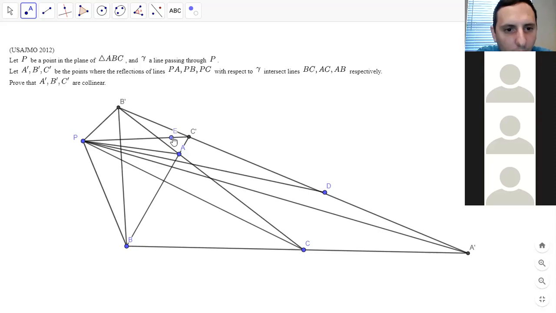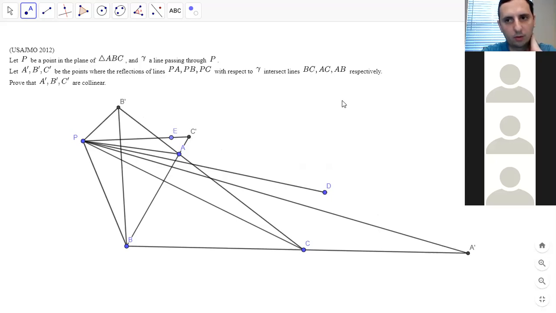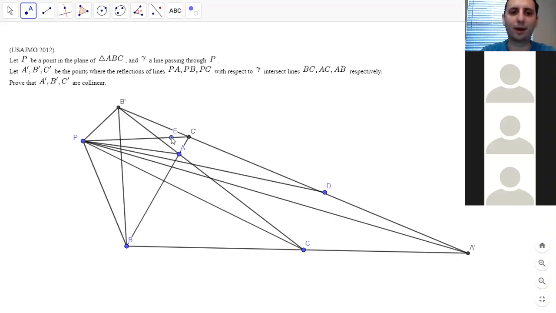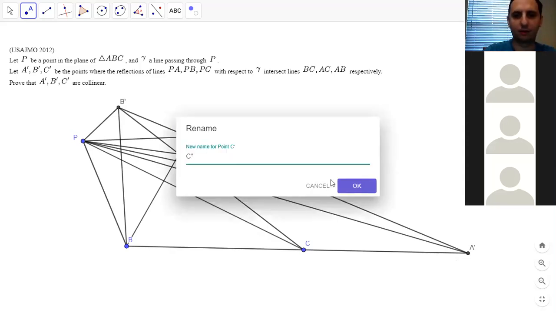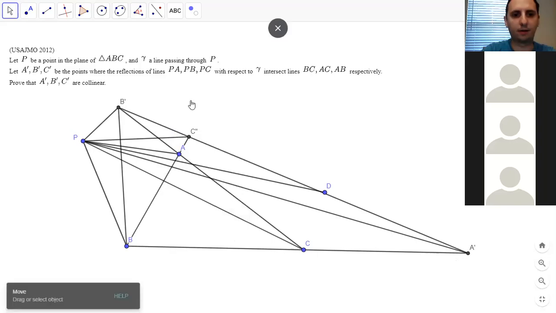Okay, so let's see. I'm gonna hide this for a sec. So we let C double prime be, oh, because we defined it to lie on A prime B prime. So it has to be, wait, let me think about this for a sec. Yeah, so that solves it. It's really just that.